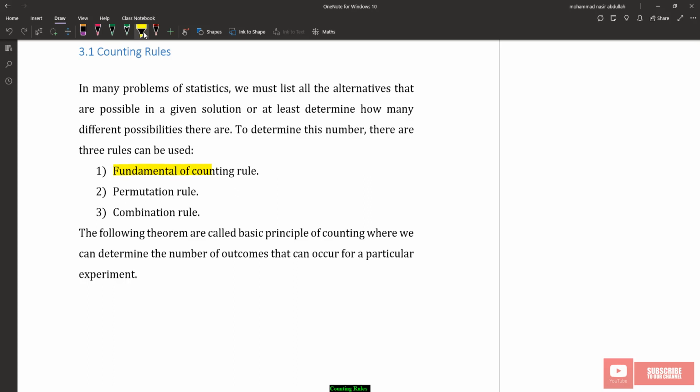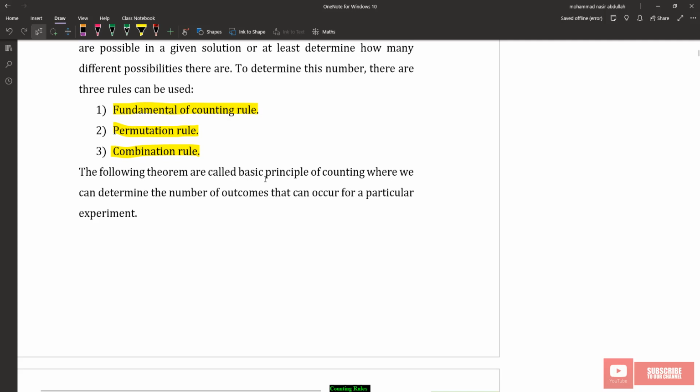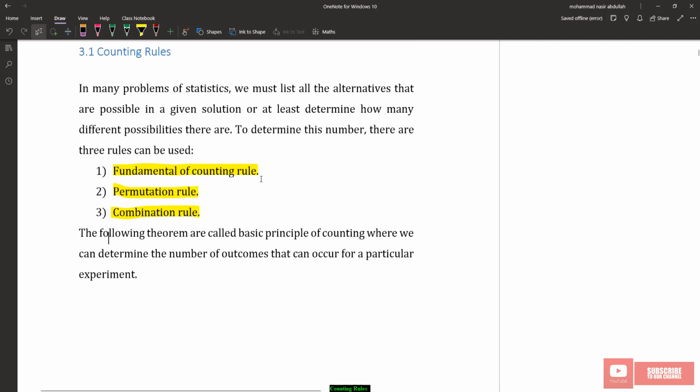First is the fundamental counting rule. Second is the permutation rule, and the last one is the combination rule. We will look into these three methods under this topic, which is counting rule. So we will learn how to count. There are several theorems that I'm going to introduce in this chapter. Please take note of all the formulas and theorems. We will use all the theorems in solving problems in counting rule and probability.